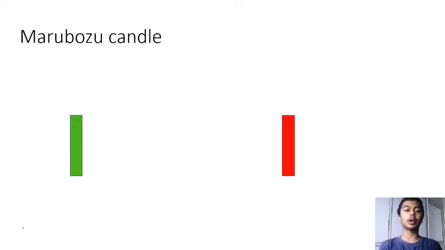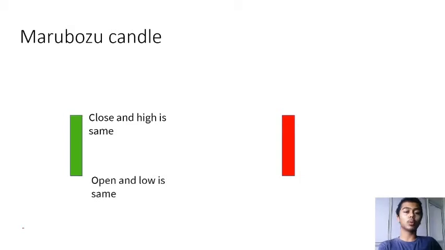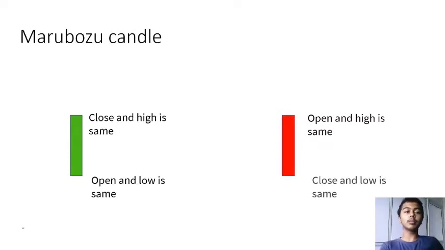First we'll be covering the Marubozu candle. Marubozu means bald in Japanese. We'll understand why it's called bald in a while. So the close and high are the same, the open and low are the same, and this is the bullish candle, and in the bearish candle open and high are the same, close and low are the same.